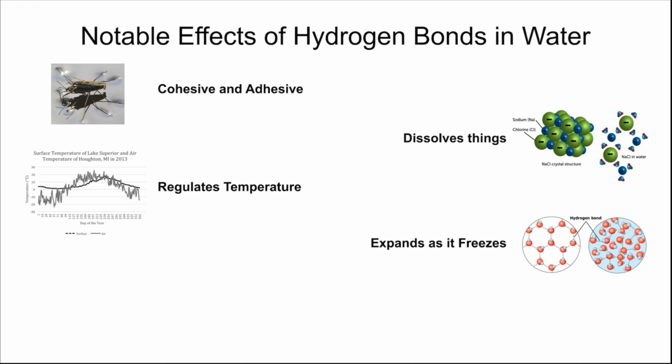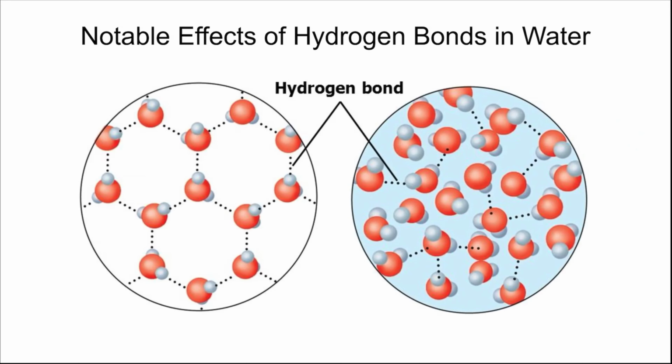Another notable effect of hydrogen bonds in water is the observation that water expands as it freezes. To understand this, it's helpful to remember that as molecules heat up, they start to move around a lot. As they cool down, they start to slow down. When water molecules are in a liquid state, they're moving around and kind of jostling about. They're not very organized and their movement is kind of random.